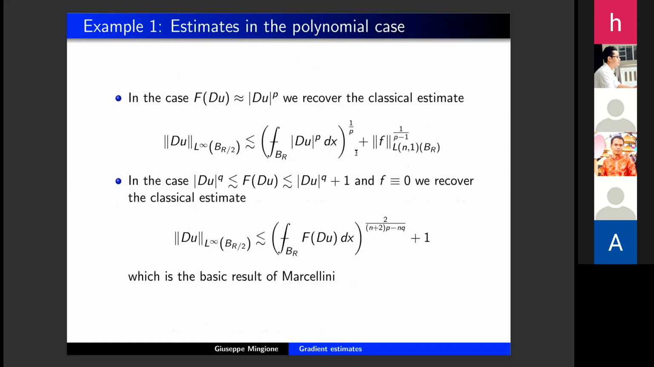This precise estimate also goes back to a previous paper I have with Frank Duzard many years ago. When you put yourself in the realm of PQ growth conditions, sorry, there's a typo, there should be a P here. Then we go back to Marcellini's estimate. So Marcellini's estimate is covered as a particular case of this general theory.